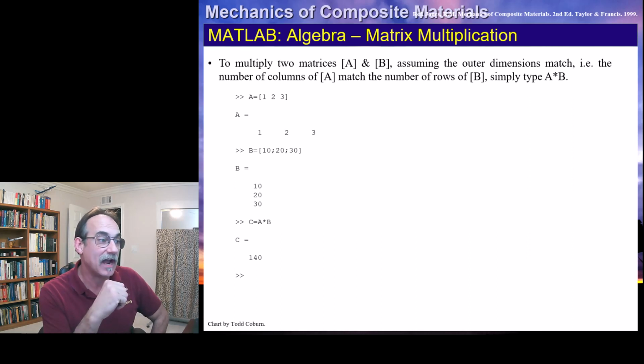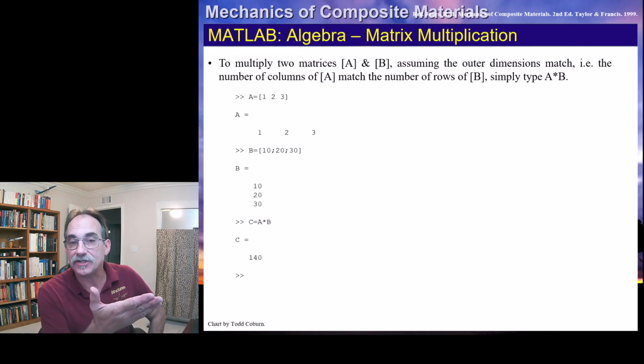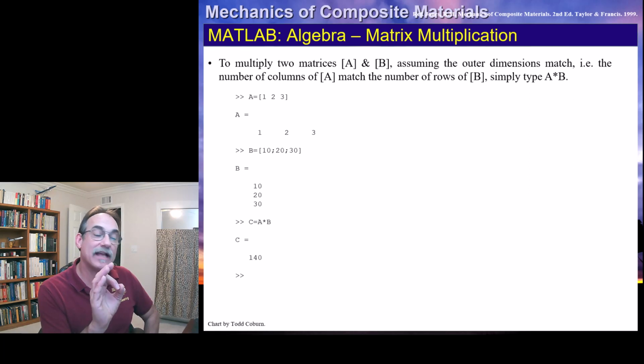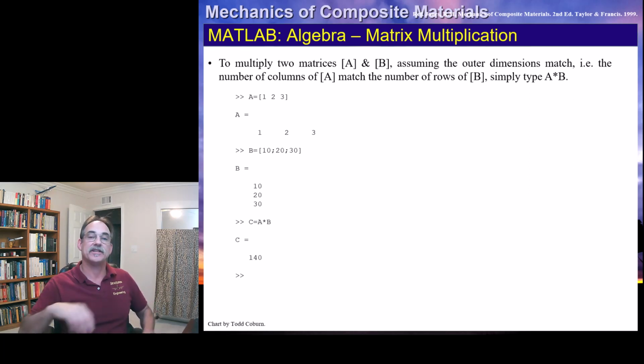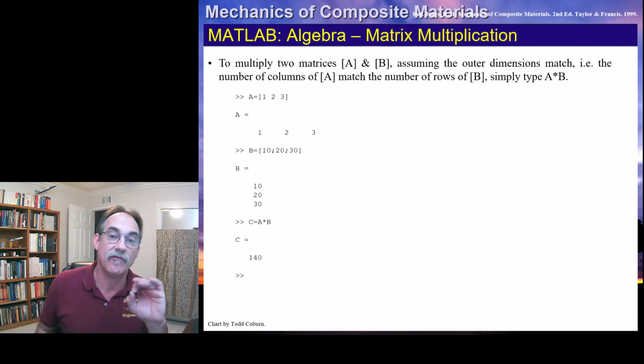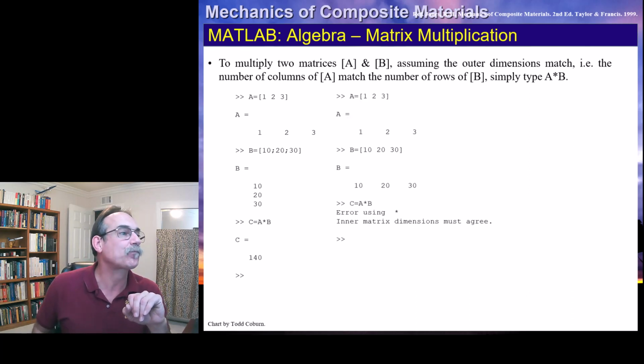Now that we have the two defined, we can multiply them together. We could have just typed A times B, and it would spit out the answer. Or we can define what we want to call that so we can use it later. C equals A times B. And then MATLAB says, okay, I got it. C equals 140. Got that?